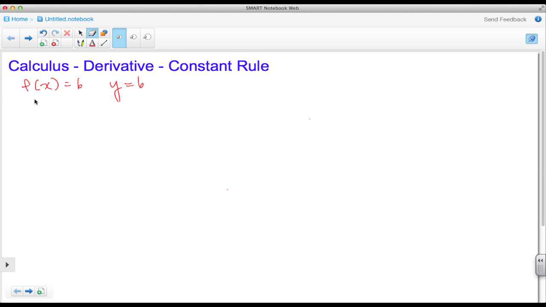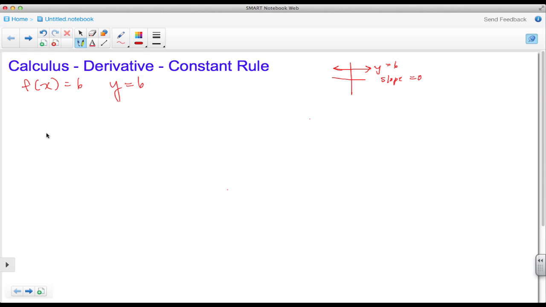Here we have f of x is equal to 6, which can also be written as y is equal to 6. And by just taking a quick sketch, this is our xy coordinate. If this here is the line y equals 6, we see that it's a horizontal line, and because it's horizontal, we know that the slope of that line is 0.